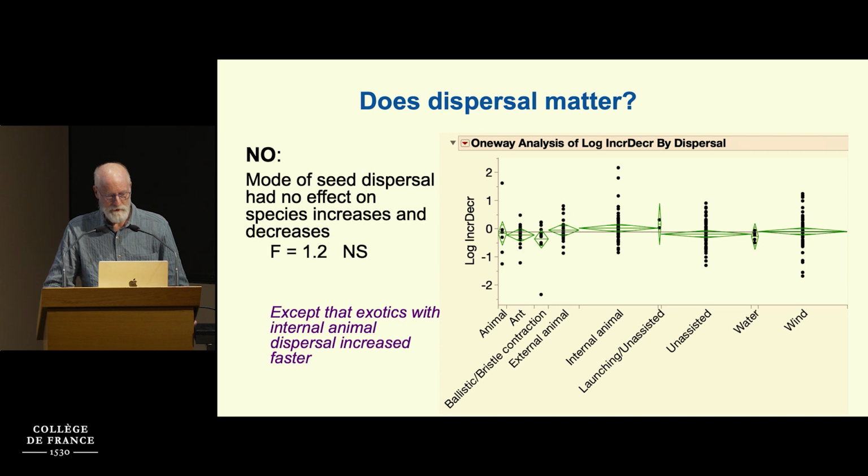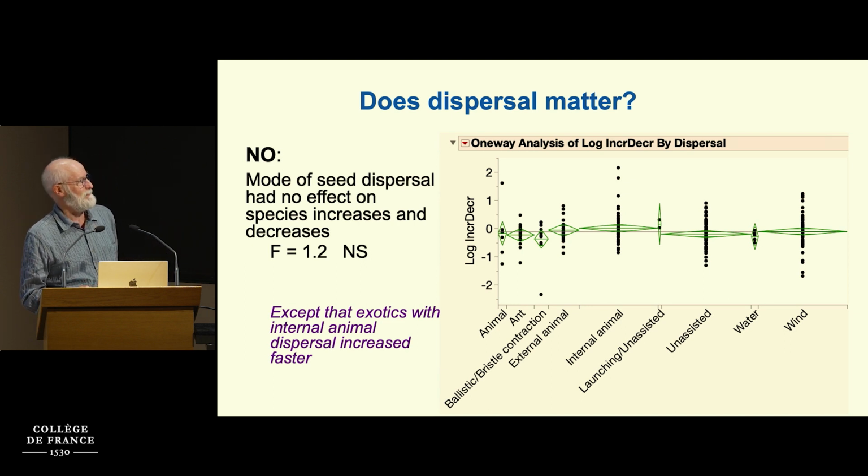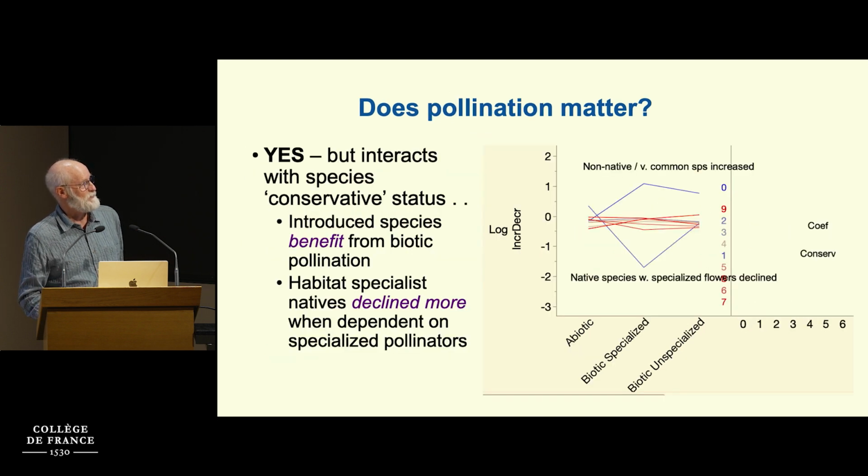And we could not find any such association, except for the fact that some of the non-native species, those that had internal animal dispersal, had a higher rate of increase. So they're getting around well. External animals also associated with some of those invasives.